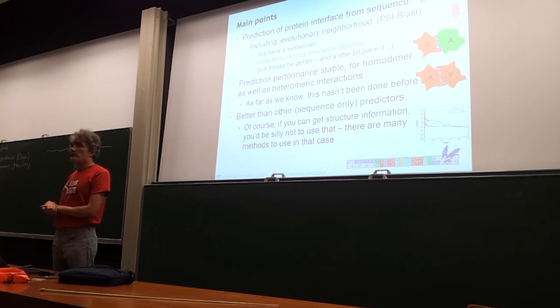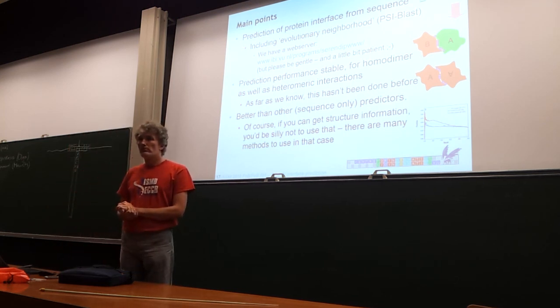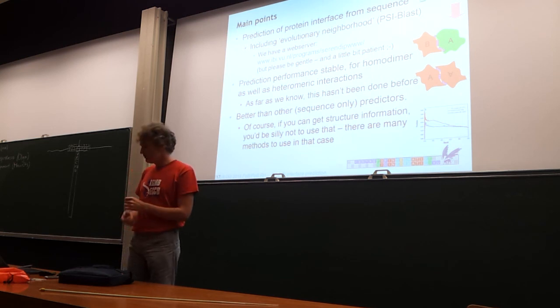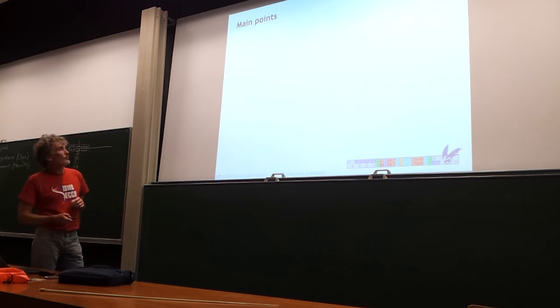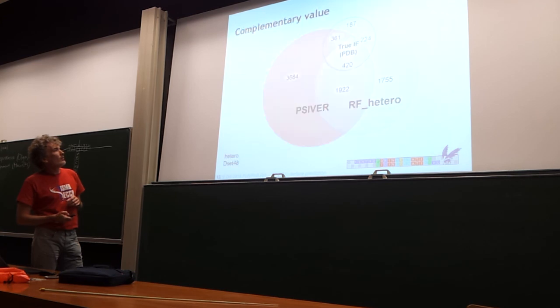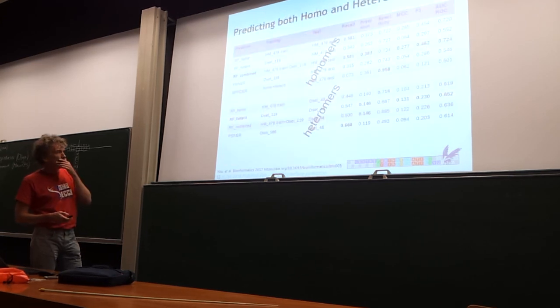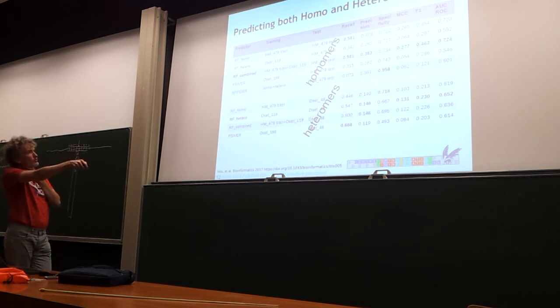Other questions? Do you have any idea why, if it was trained with both data sets, it could work for the homomeric, but why it would perform worse for the heteromeric? That's a good question. You would expect it to be both. You mean why the combined works worse in this case? Yeah.